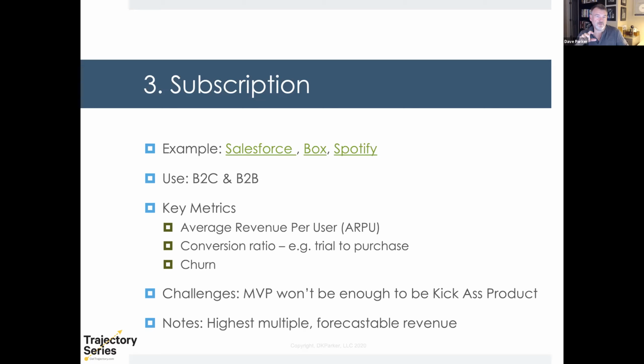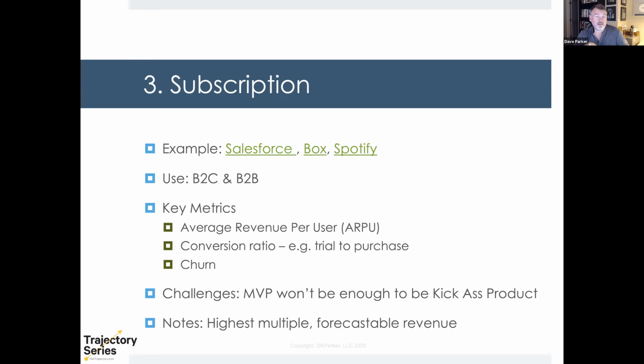Challenges here are MVPs sometimes aren't enough, right? Especially on the B2B side. So look at how you build a more robust product, so you have the ability to both increase the price and lifetime value, but also to use that to decrease the churn. So subscription models are great. Everybody's very familiar with them at this point.